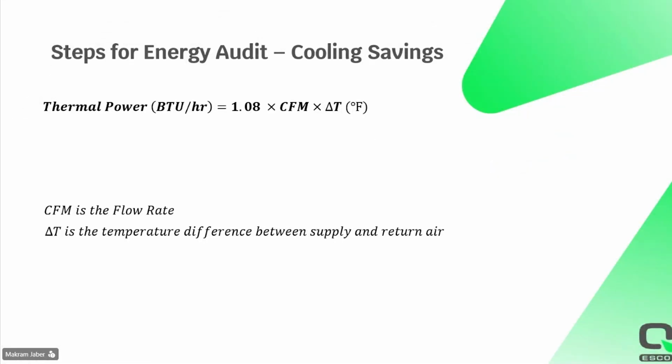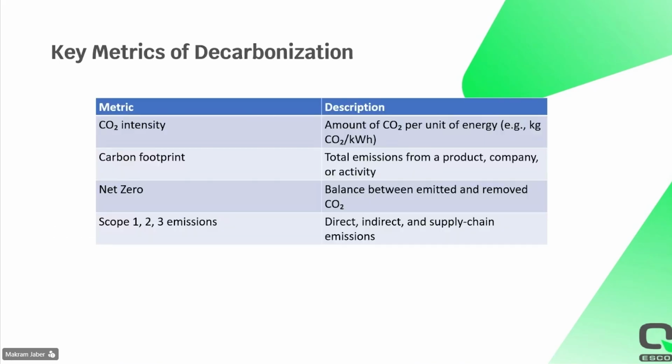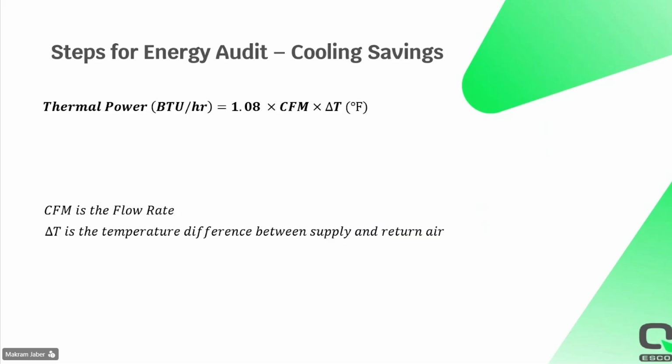In the same way, we can do this on AHUs. Here, the thermal power on an AHU is directly related to the CFM and delta T: 1.08 times CFM, which is the airflow, times delta T. So also we can work on the CFM. We can reduce the CFM by reducing the speed of the motor.